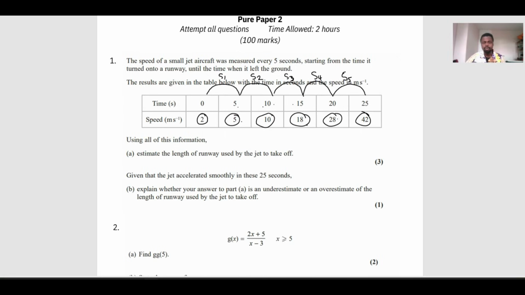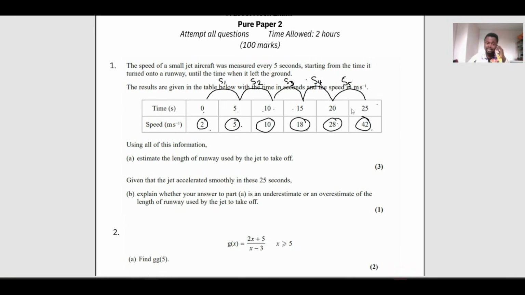The plane didn't have to, I mean, the jet didn't have to apply brake, if that makes sense with jets, anyways. So it says to explain whether your answer in part A is an underestimate or overestimate. You want to check if the answer in A is overestimated or underestimated.